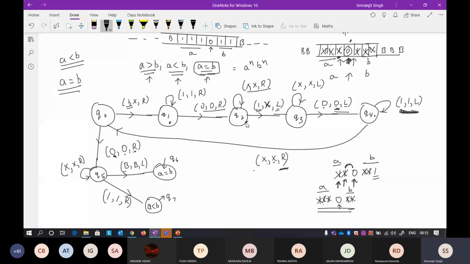Okay, so now you can define a state here if you only find a blank here. Okay, so if you only find a blank here, keep the blank as it is, you can move towards the left or right, but this state will be your state for when A is greater than B. Okay, so that state can be your Q8 state.